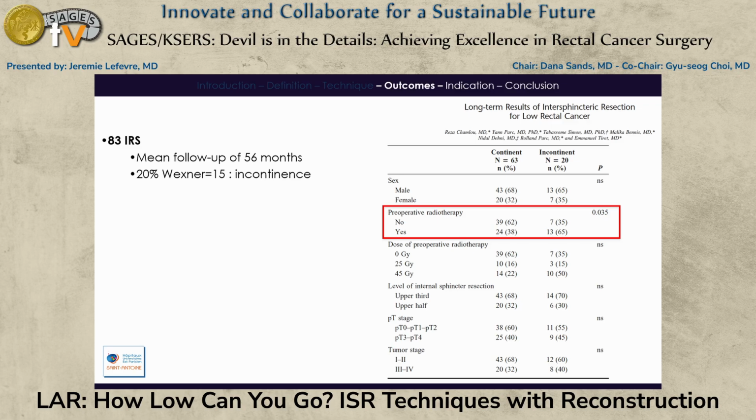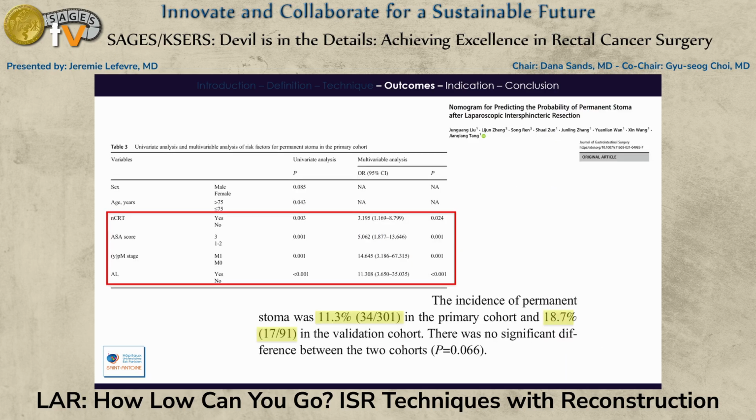We published a few years ago that, of course, preoperative radiotherapy increases the risk of being incontinent, and it is confirmed in a large series published a few years ago, where you can see that you have 4 independent risk factors for incontinence: preoperative radiotherapy, ASA score, metastatic disease, and of course, having leakage after the surgery. And you see the risk of permanent stoma after intersphincteric resection ranges between 11 and 19%.